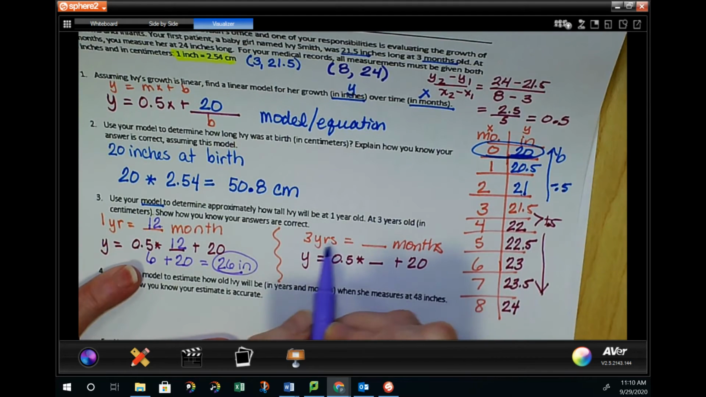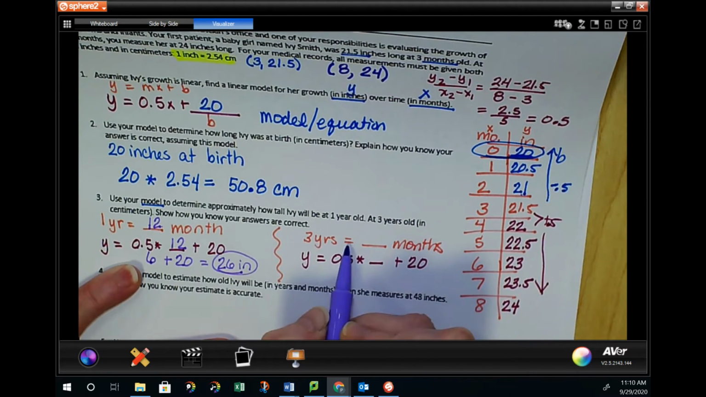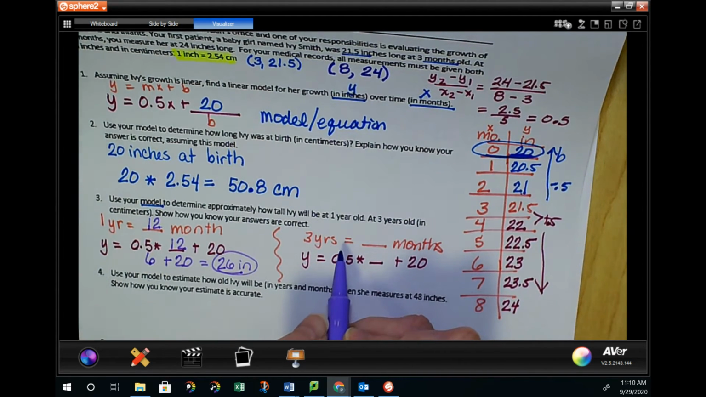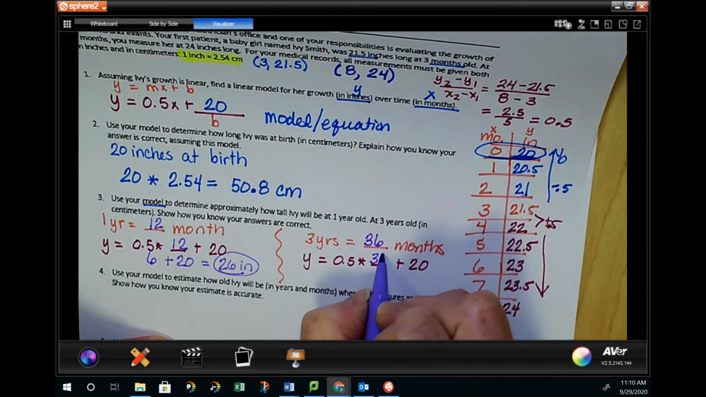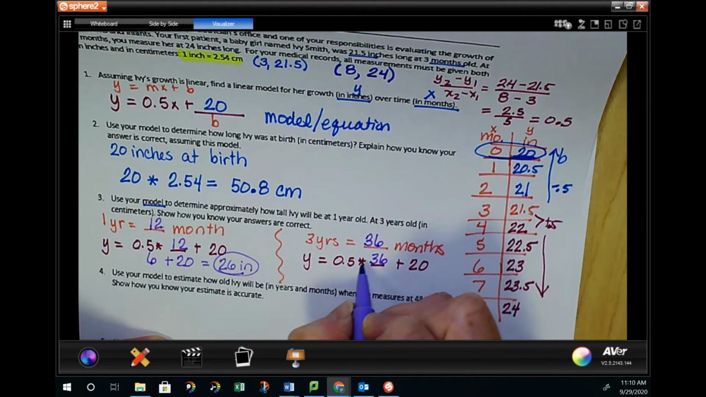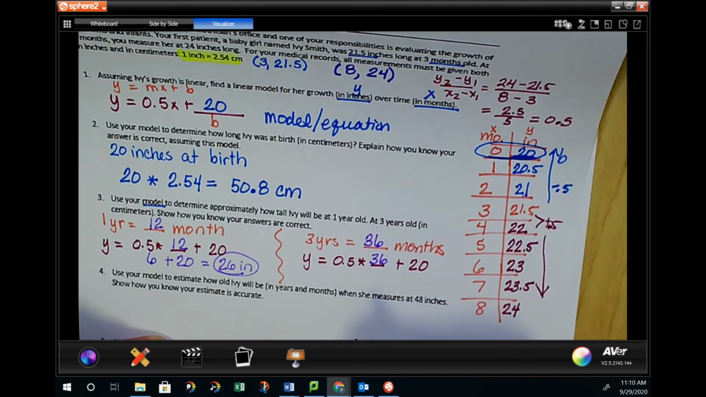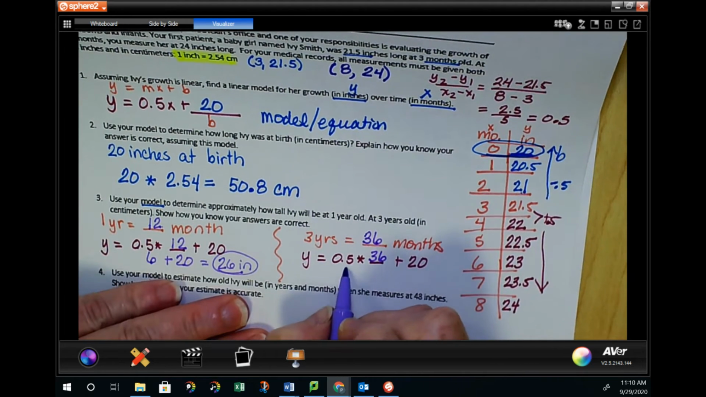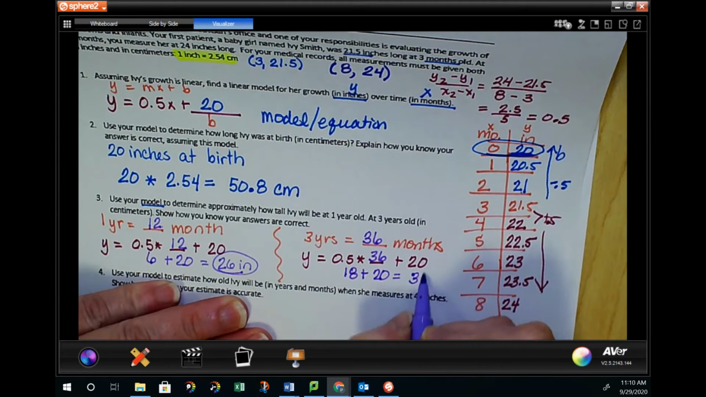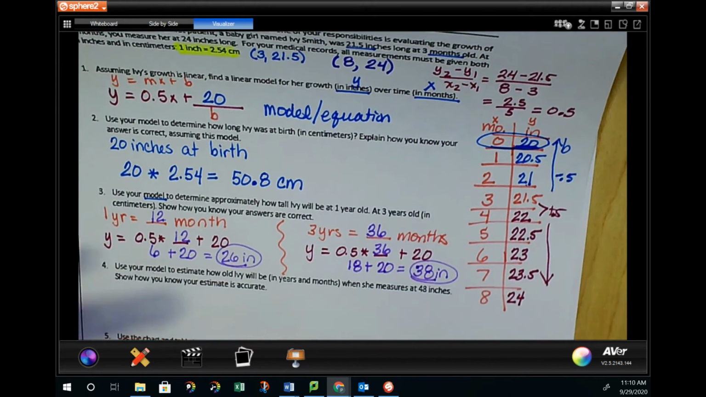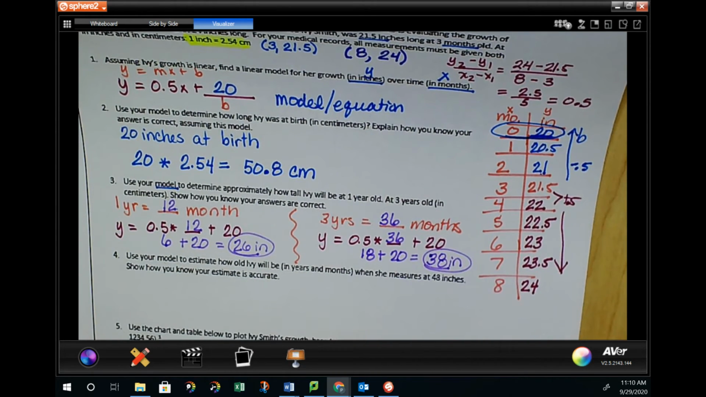So the next one, in 3 years, so 3 times 12. 1 year is 12 months, 2 years is 24, 3 years is 36 months. 0.5 times 36 ends up being 18. So 18 plus 20 gives me 38 inches. And in 3 years, that's about her length.